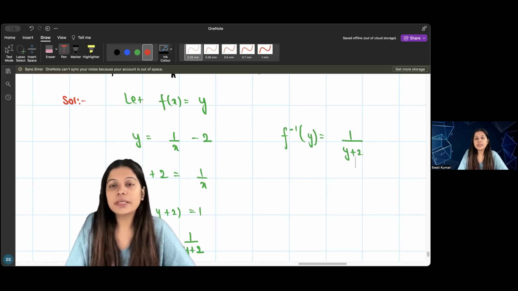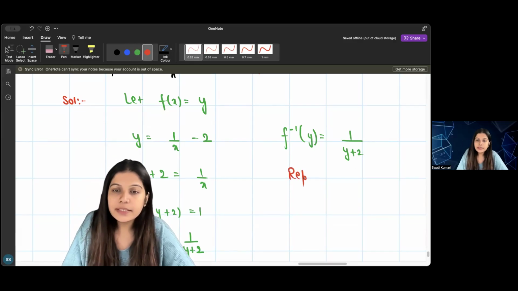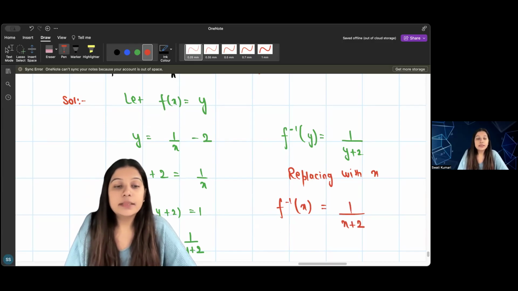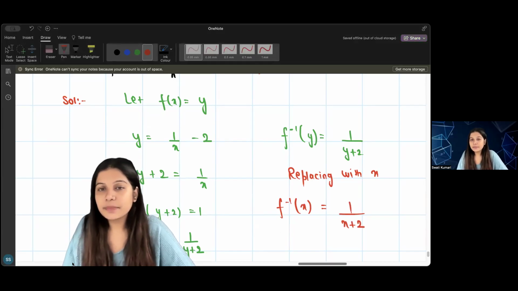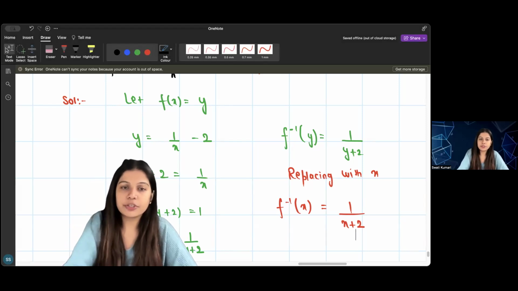Now, if you just replace the y with the x, replacing y with x, you will get f inverse x. The answer is f inverse x is 1 over x plus 2. These are the exact steps that you have to do in every question. So let us take another function.